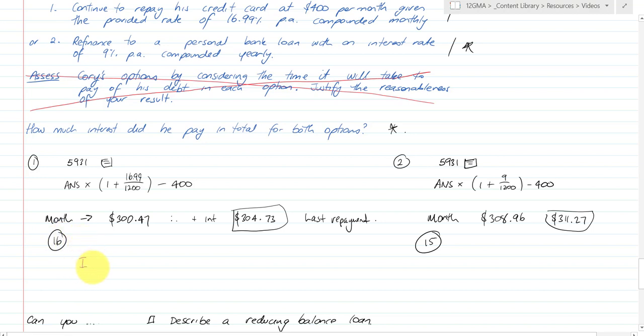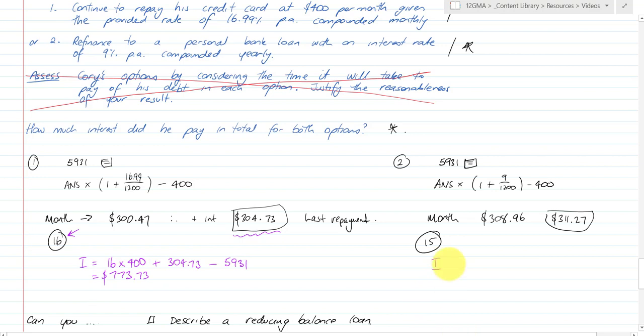Well, his total interest will be equal to the number of months that he paid $400. So that's 16 months he paid $400 from. I got the 616 from there. That's where I put the number of months he paid that for. And then he also paid an additional final payment of $304.73, and then we subtract the initial loan, which is $5,931. And if I do all that in my calculator, this is just for the first option, and I get 773.73.